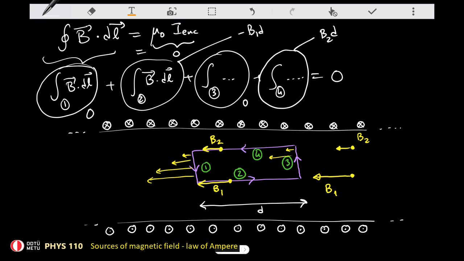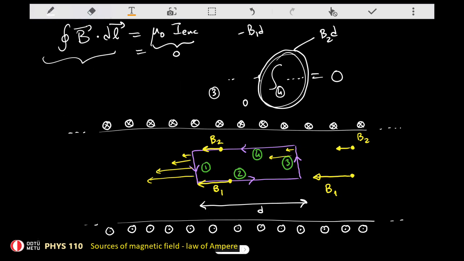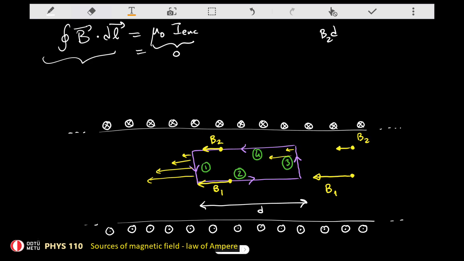So therefore we have 0 as the first term, minus B1d, 0, and plus B2d. All right, let me erase everything in here and then write them down on that picture. Let me also erase everything in here. So this is as simple as this picture. To repeat, in the line integral of the magnetic field, this side and that side don't contribute because the magnetic field is perpendicular to the displacement on that segment of the loop. So as a result, we get zeros from there.